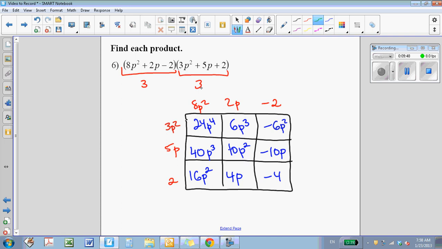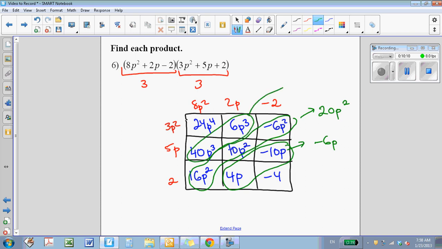So what I'm going to do is go through and find all like terms. Again, diagonally is where we find them. So we have 4p minus 10p, which gives us negative 6p. We have p squares here. We have 16 plus 10 minus 6, which gives us 20p squared. We also have p to the third. So 40 plus 6 gives us 46p to the third.